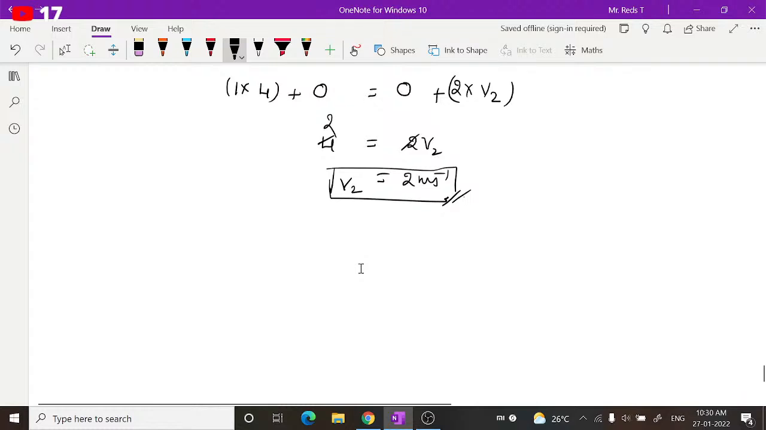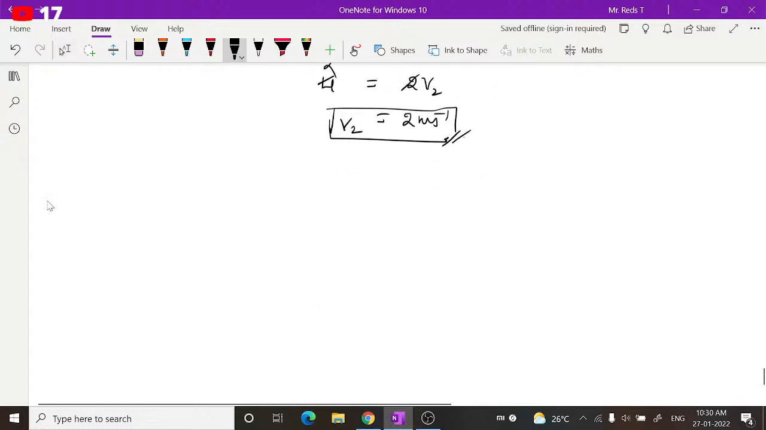Next, this is question number 52 in level 2, exercise 2. Now let us do a few questions from level 2, exercise 1, based on elastic and inelastic collisions. Level 2, exercise 1.